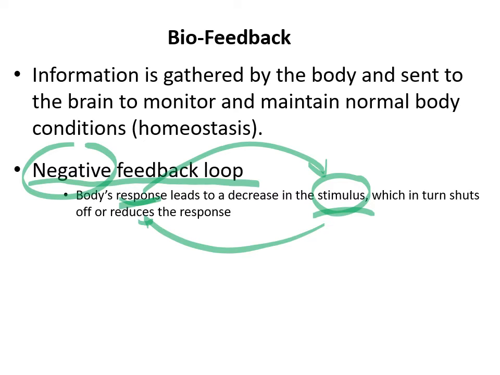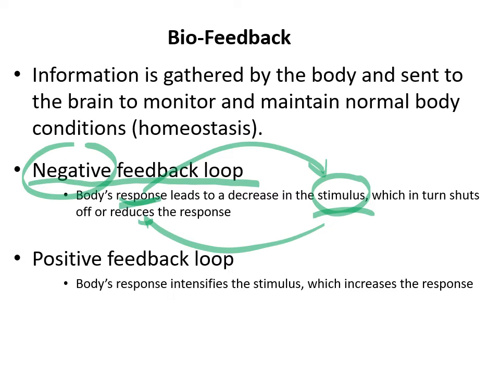So if your body temperature rises, that's the stimulus: your temperature is too high. The response would be something like sweating, as well as a whole bunch of other things. Therefore the extra heat is going to be dissipated by your sweat, and the extra heat that was the stimulus to begin with is now lower. So now there's less of a response to it. So it's a negative feedback loop.